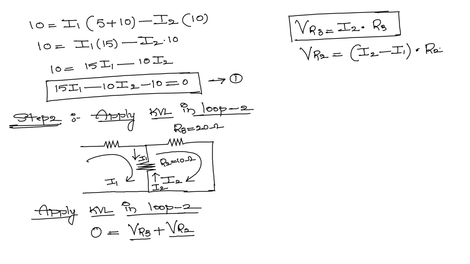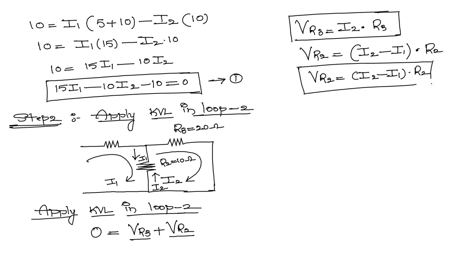Okay, now see, the most important step is only this one. When we are writing loop 1 we need to concentrate only on this particular R2, and when we are writing for loop 2 also we need to concentrate only on this particular R2, because if you place a positive sign instead of negative, or a negative sign instead of positive, then the solution will be completely wrong. Okay, now this one is clear. Okay, so VR2 is equal to I2 minus I1 into R2.